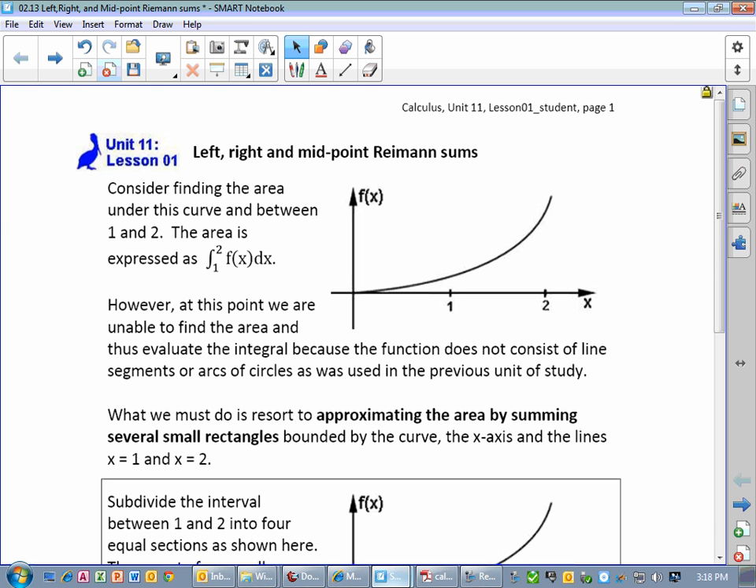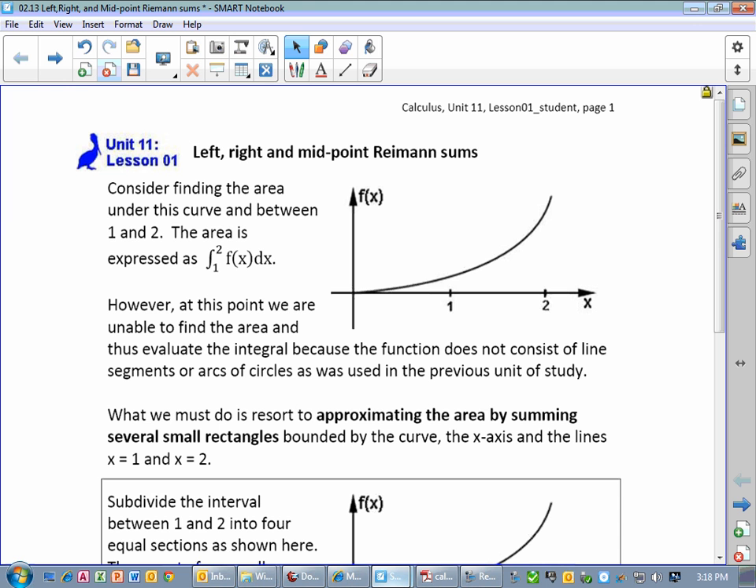But that's not very many functions, right? There's very few functions that are just straight lines or that are just semicircles. So we're going to look at another way to do the definition. It says, consider finding the area under this curve, which is not a semicircle. It's not a straight line. It's just a curve.